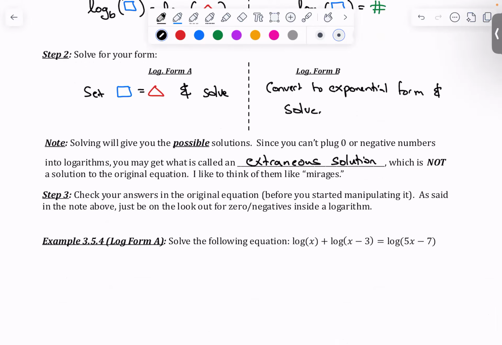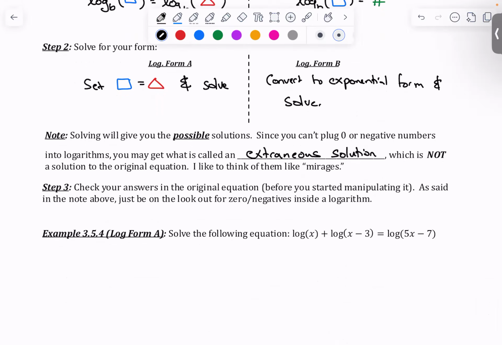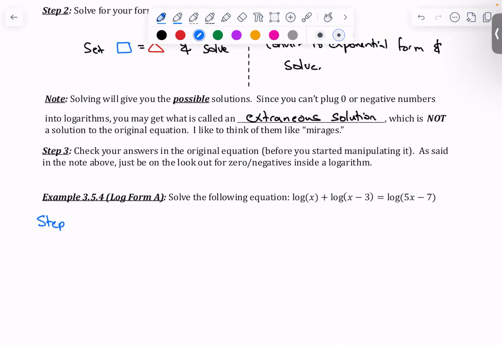So for this one, solve the following equation. Log of x plus log of x minus 3 is equal to log of 5x minus 7. Okay. So step 1 is to get it into the proper format. And I'm going to rewrite it so it's log of x. And then I'm going to overemphasize the plus in between for a reason you'll see in a second, if you don't already, is equal to log of 5x minus 7.